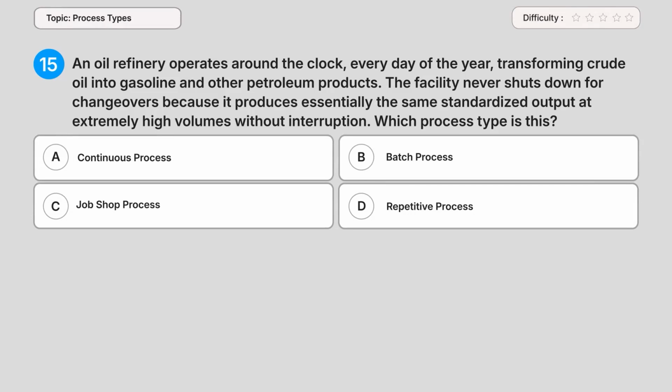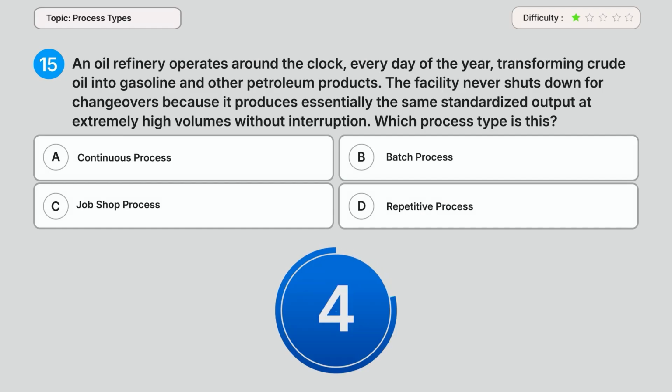15. An oil refinery operates around the clock, every day of the year, transforming crude oil into gasoline and other petroleum products. The facility never shuts down for changeovers because it produces essentially the same standardized output at extremely high volumes without interruption. Which process type is this? A. Continuous process. B. Batch process. C. Job shop process. D. Repetitive process.